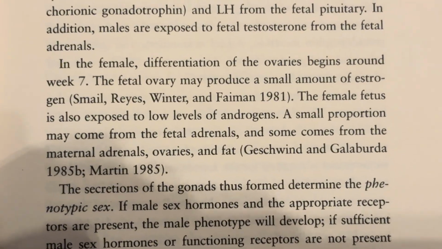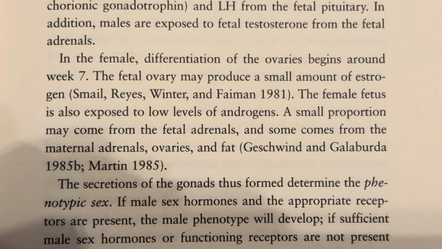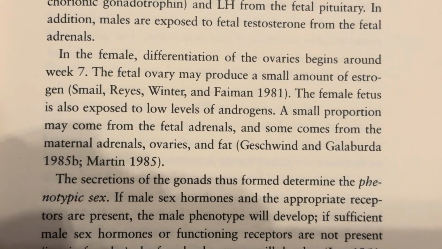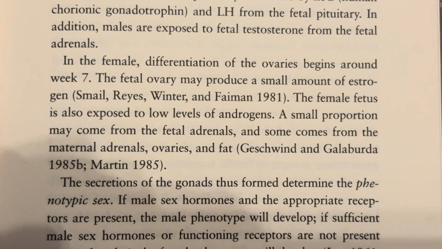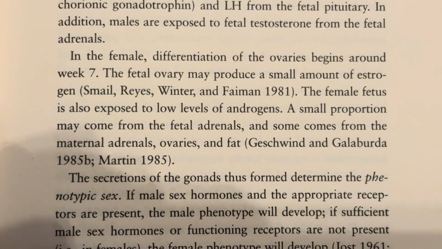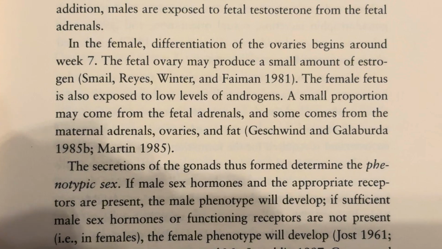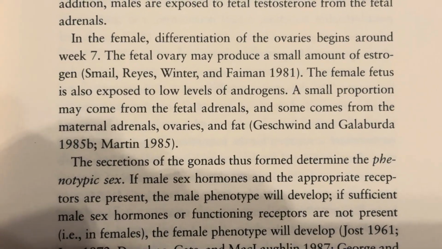In the female, differentiation of the ovaries begins around week 7. The female ovary may produce a small amount of estrogen. The female fetus is also exposed to low levels of androgens. A small proportion may come from the fetal adrenals, and some come from the maternal adrenals, ovaries, and fat.